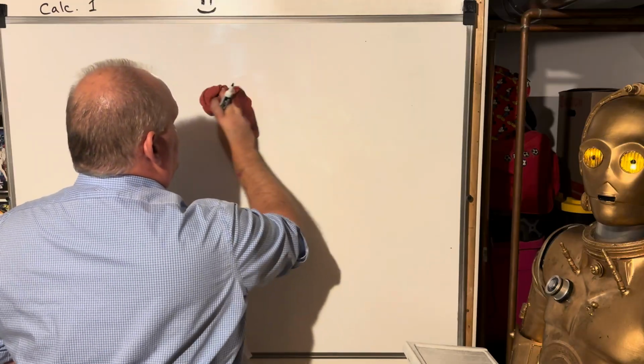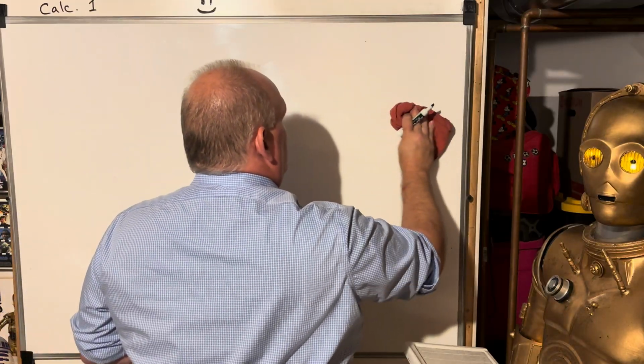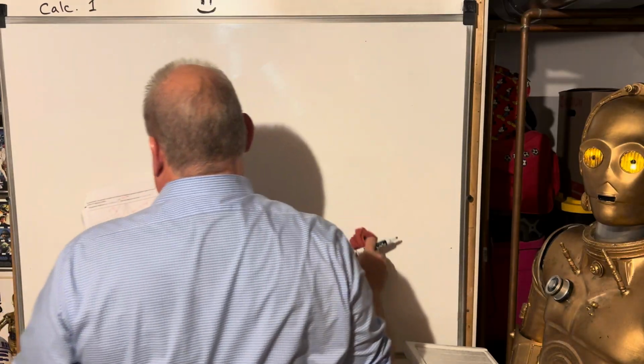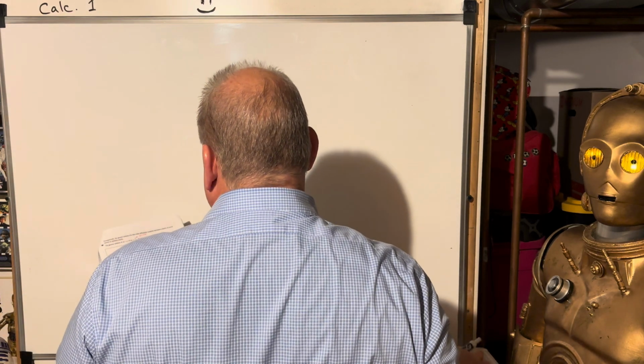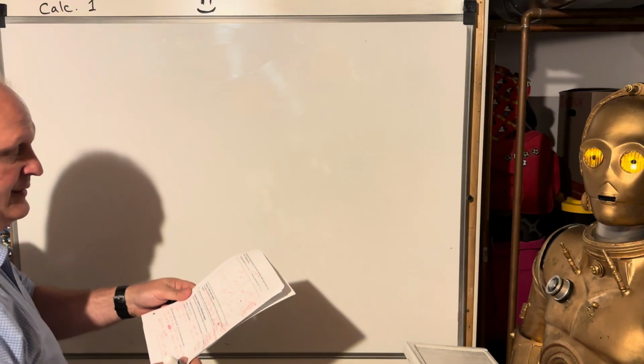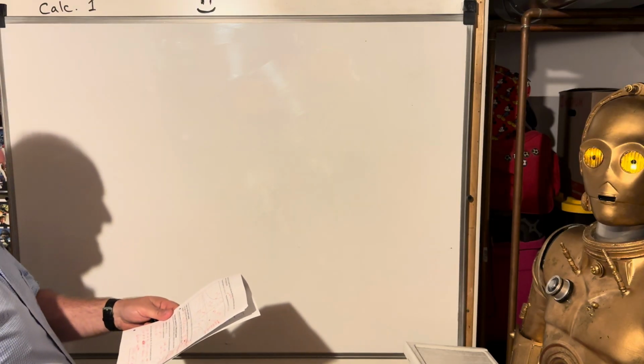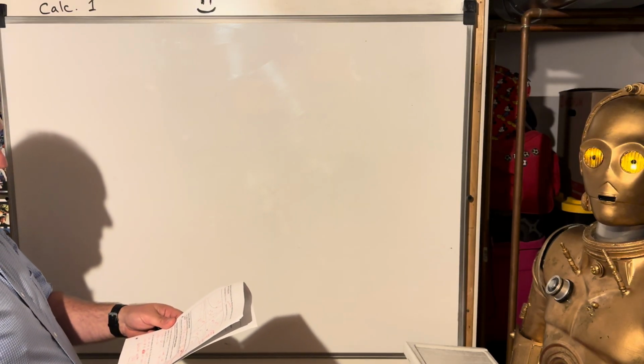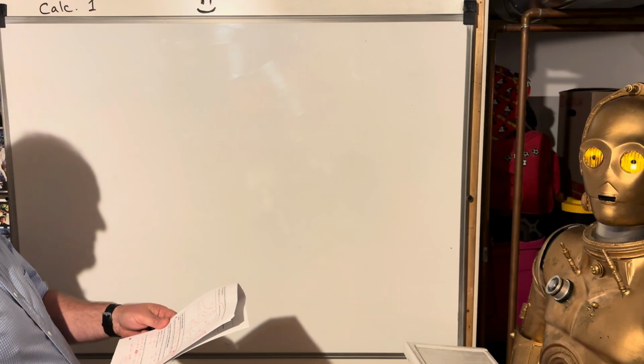So if you had a second derivative in your differential equation, that would be of order 2. This is an order 2. So the order of a differential equation is determined by the highest order derivative in the differential equation.